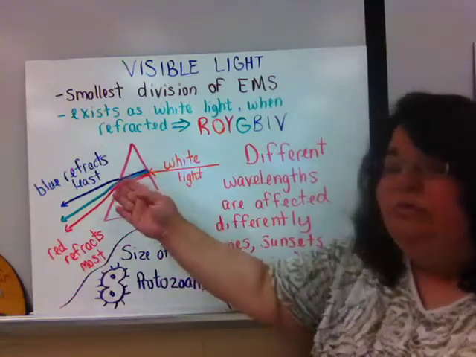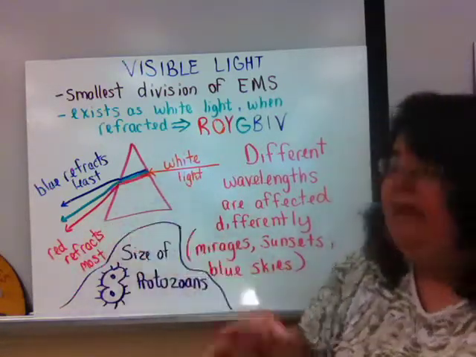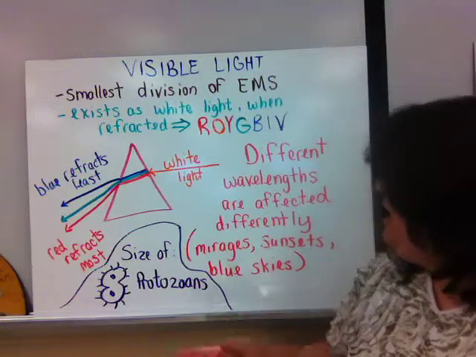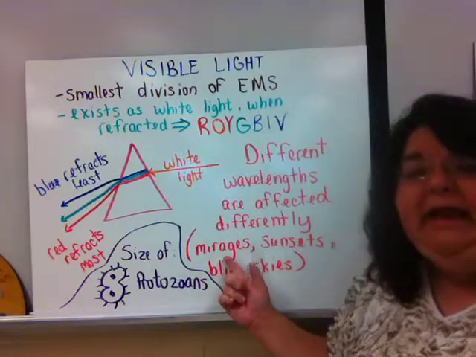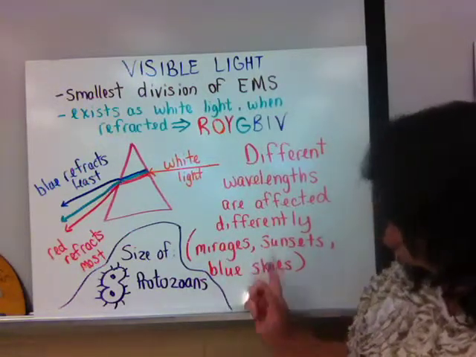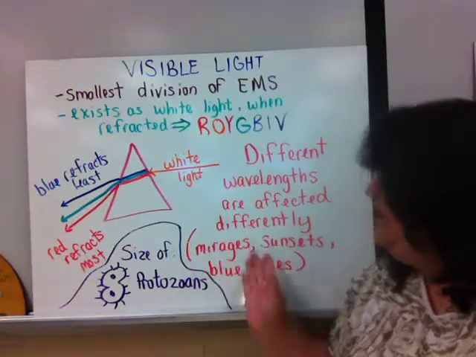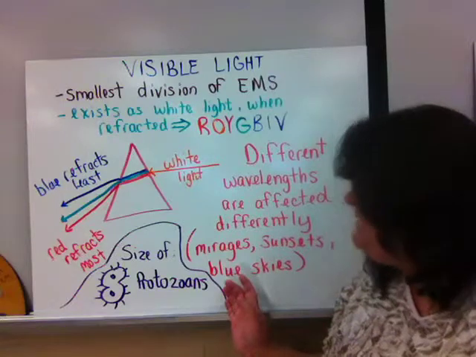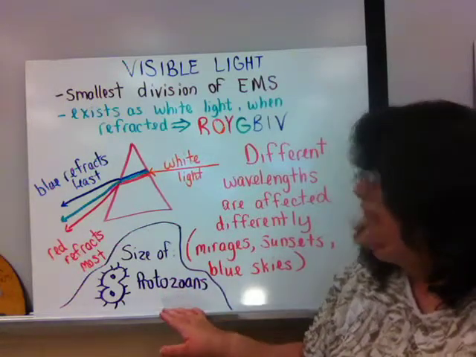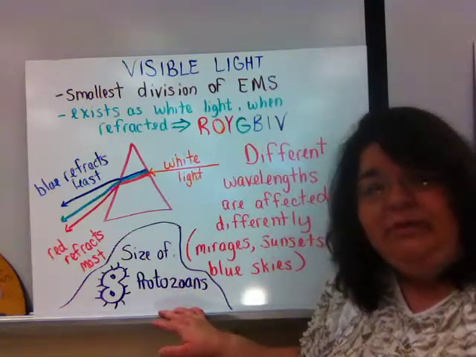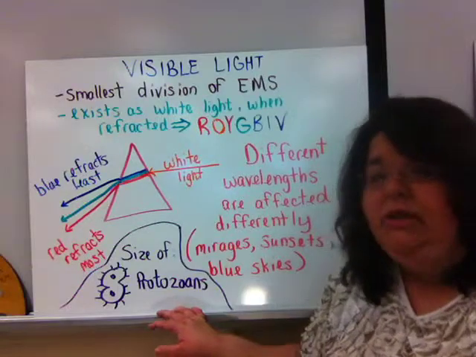All of that leads us to getting rainbows, but it also helps us explain things like mirages, sunsets, and the reason the sky is blue. We'll talk about some of those things more in class. Visible light is about the size of a protozoan, so again, we're getting much smaller.